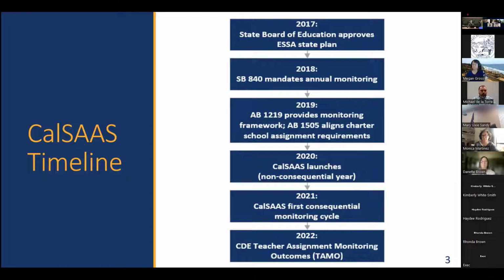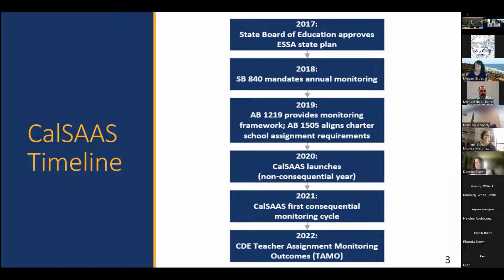However, the corresponding statutory changes to provide the Commission with authority to annually monitor all assignments were not provided until the passage of Assembly Bill 1219. Additionally, Assembly Bill 1505 extended monitoring to include charter schools, which were previously given broad flexibility and exempt from monitoring. The development of the CalSAS was completed in 2020.